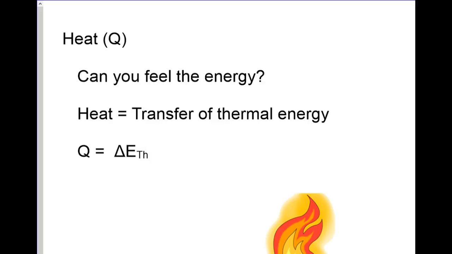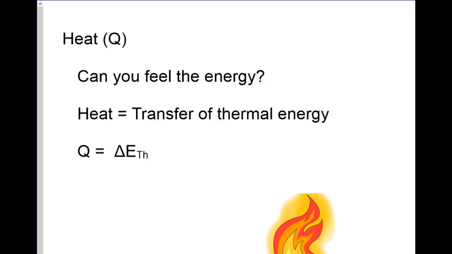Conduction happens in solids where particles are in contact with each other. Convection happens in fluids, that's your liquids and your gases, and radiation generally happens, well, it can be through the air, but it also can be through space. For example, that is how the Earth is heated, through the radiation from the sun.